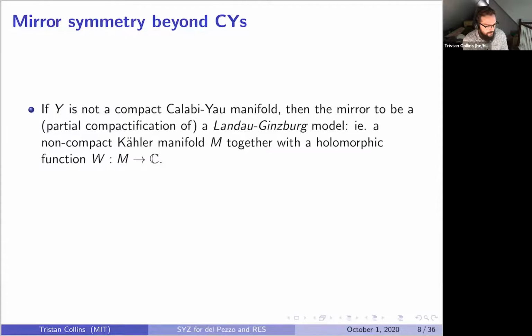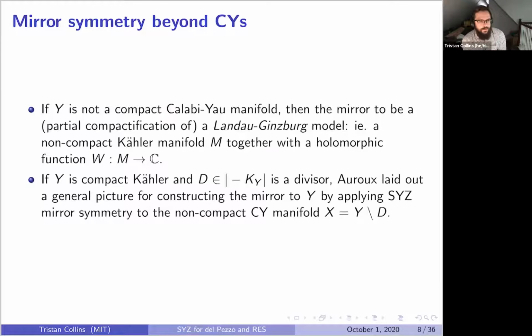Okay, so that's the general picture. Denis laid out a general picture for how to construct these mirror manifolds to Kähler manifolds with effective anti-canonical bundles by applying this SYZ philosophy to the complement of an anti-canonical divisor.